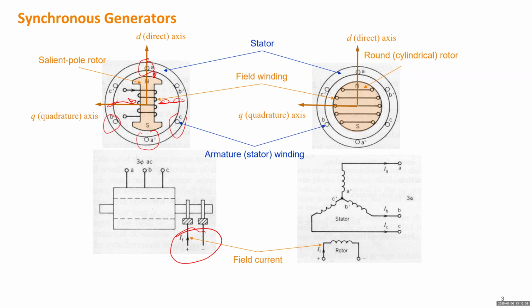So if the rotor is revolving counterclockwise, and we use an angle theta to represent the position of the d-axis, q will always be theta plus 90 degrees. So it will be 90 degrees leading.